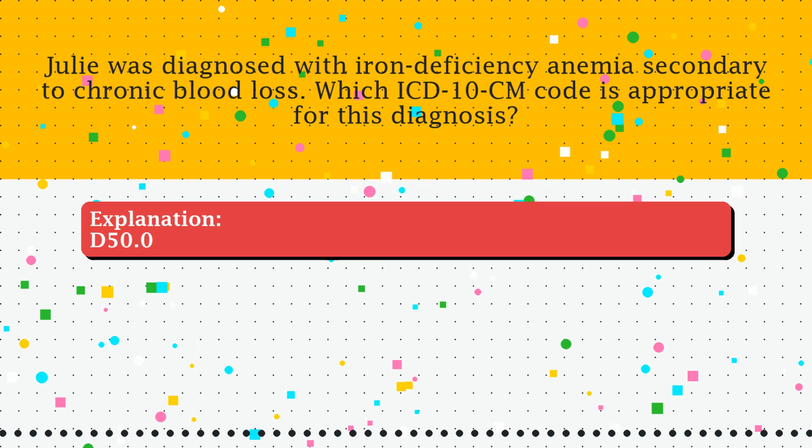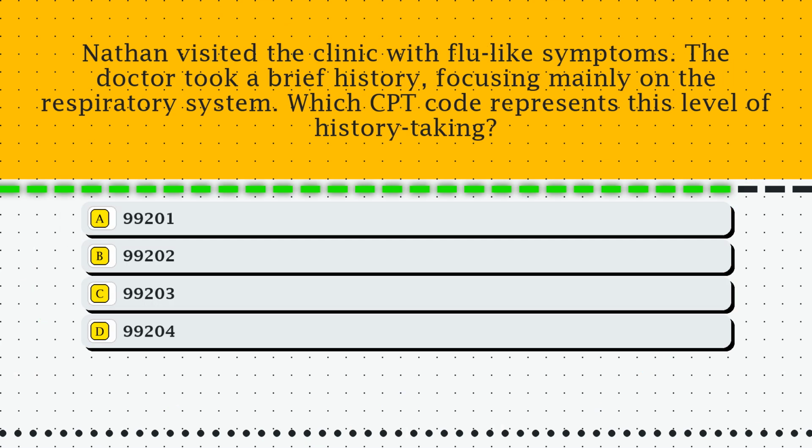Question 274. Nathan visited the clinic with flu-like symptoms. The doctor took a brief history, focusing mainly on the respiratory system. Which CPT code represents this level of history taking? Option A, 99,201. Option B, 99,202. Option C, 99,203. Option D, 99,204.